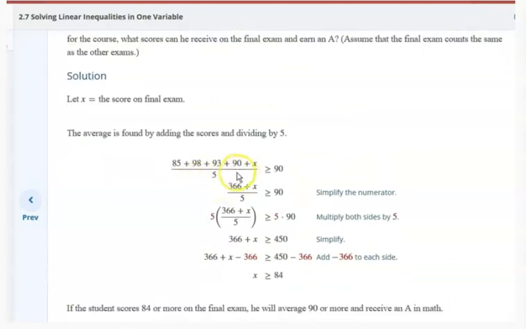Copy this down. Again, they're going to add these up and then multiply both sides by 5. And then subtract this from the 450. And you get then that x is greater than or equal to 84 in order to maintain an average of 90% in order to receive an A in the class. Well, if it's only a 90, remember that's an A minus, but still an A. Okay, pause, get some material on this, and that will wind this up.